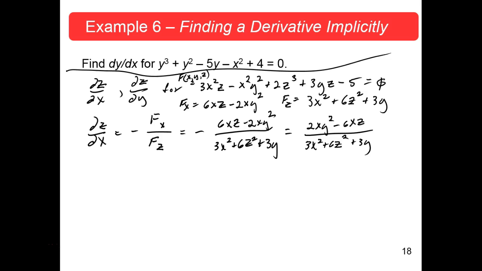Let's see what they got. They did the same thing. 2x squared y minus 3z. Whoa, whoa, whoa. Did I copy something wrong? 3x squared z minus x squared y squared plus 2z cubed plus, it looks like I copied everything right. Did I do my partials right? Partial with respect to x is 6xz minus 2xy squared, and that's it.